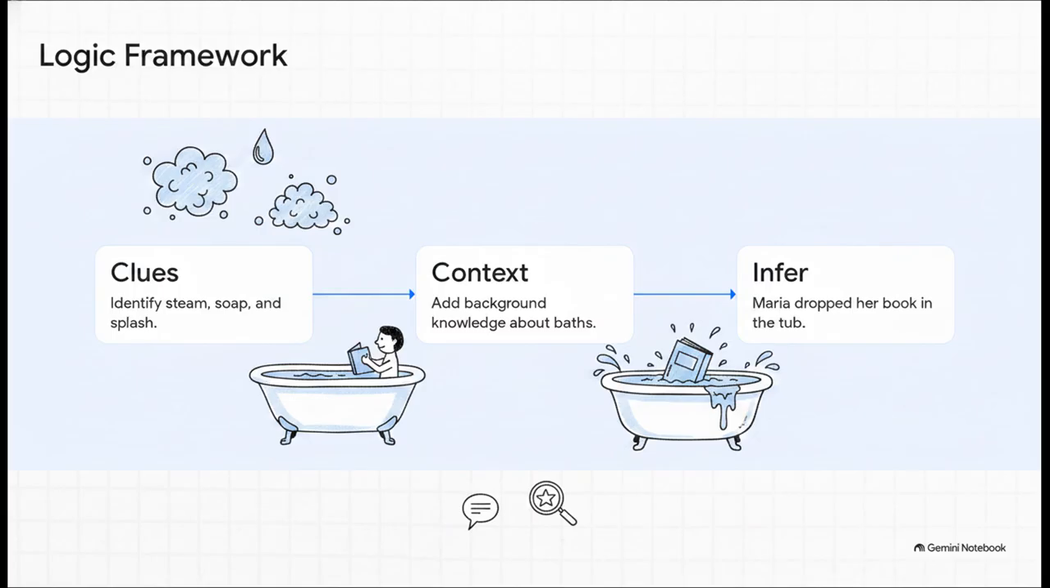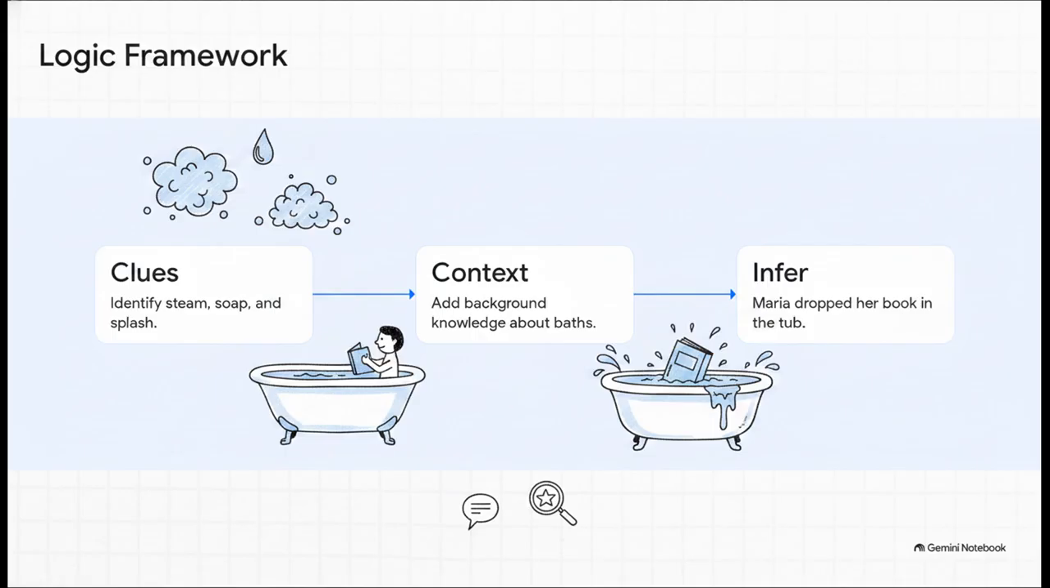We can use a sentence frame to make this super clear. First, we observe our evidence, the words steam, soap, and splash. Next, we pull in our background knowledge. Well, we know that people use soap and generate steam when they're taking a bath in a bathtub. Finally, we put the whole shebang together. We infer that Maria is in the bathtub, and she just dropped her reading book right into the water. Why? Because the splash happened right after she let go of the book to reach wildly for a towel.